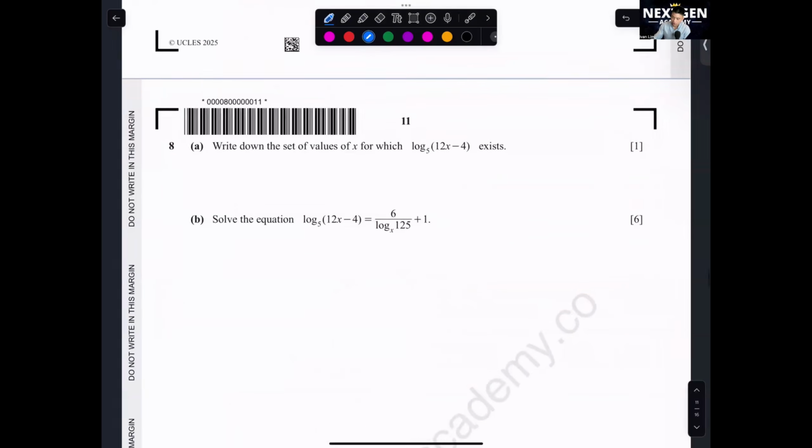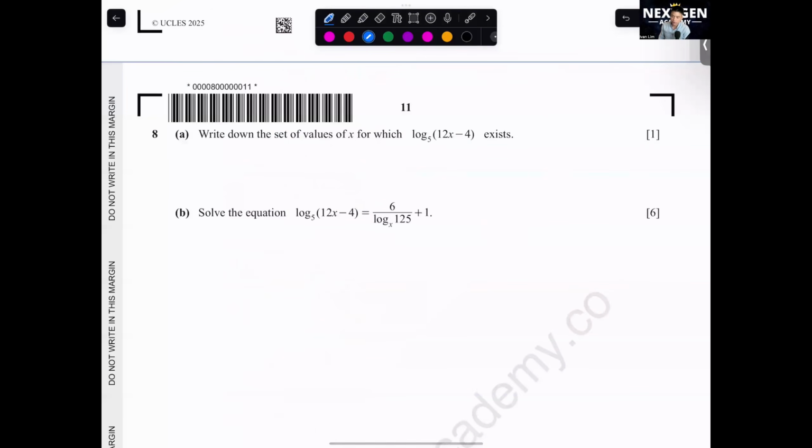Question 8. Write down the set of values of x for which log base 5 of (12x minus 4) exists. This is a log question. Another way to rephrase this is: what is the domain? We take the argument more than 0. So 12x minus 4 is more than 0, 12x is more than 4, x is more than 4 over 12. We can leave it like this, or you can write 1 over 3 also.